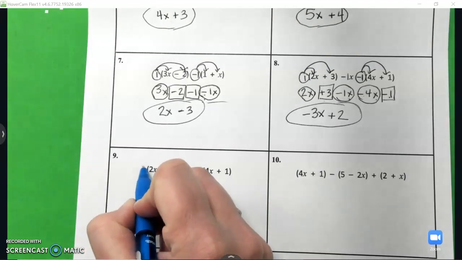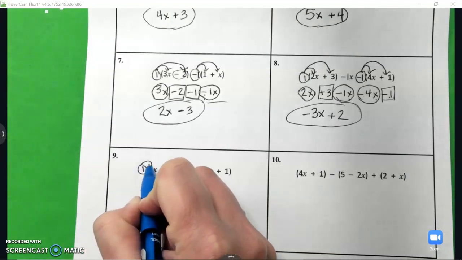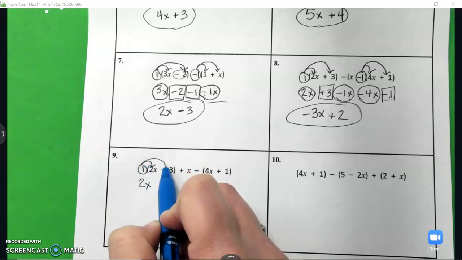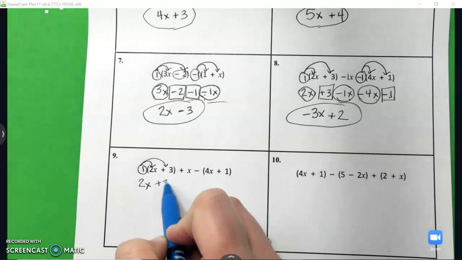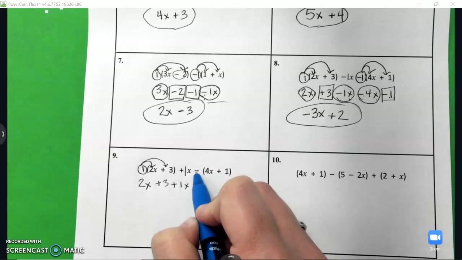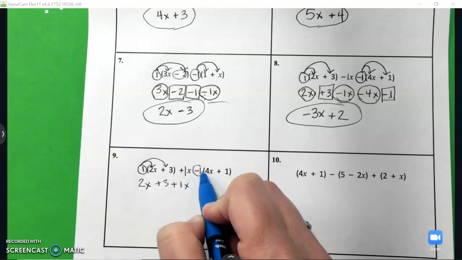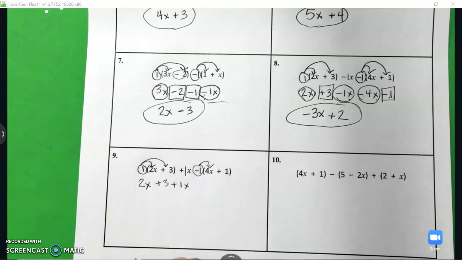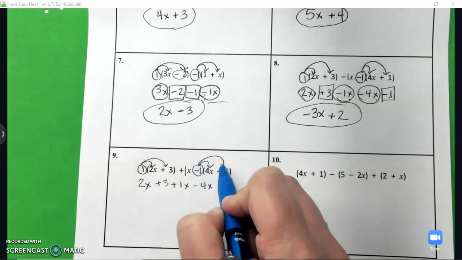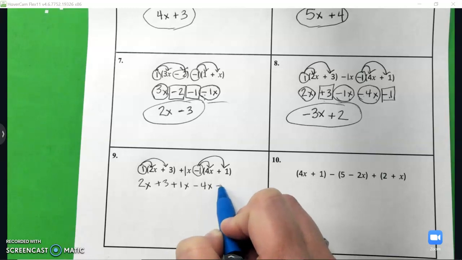All right, put the 1 in front of my parentheses. 1 times 2x would be 2x. And 1 times 3 would be 3. This is going to be plus 1x. And then I have this minus 1 or negative 1 times 4x. That would be negative 4x. And negative 1 times 1 is going to be negative 1.